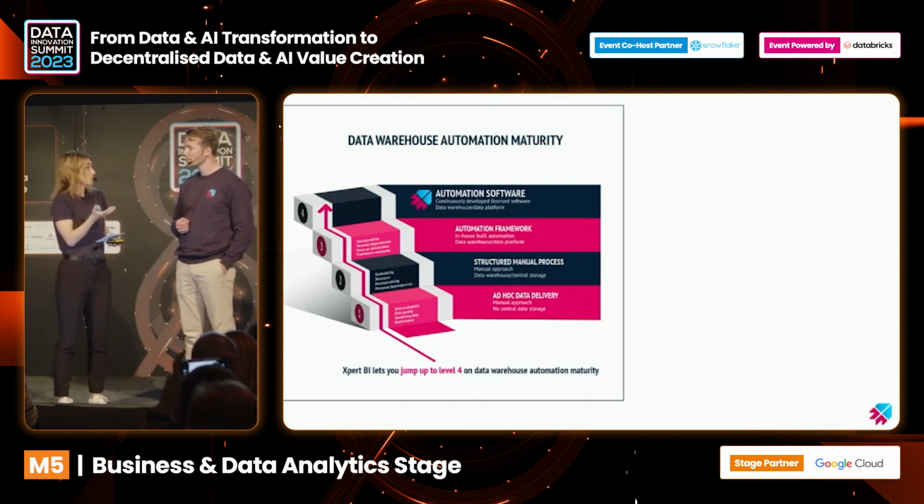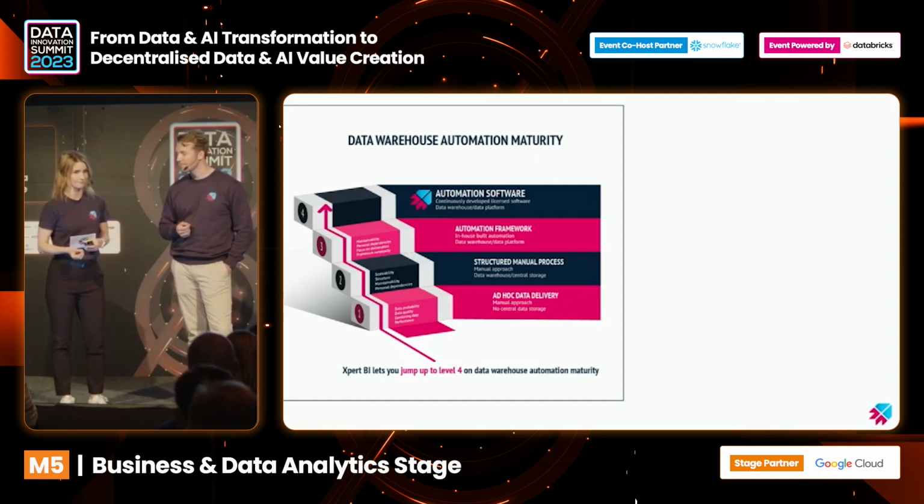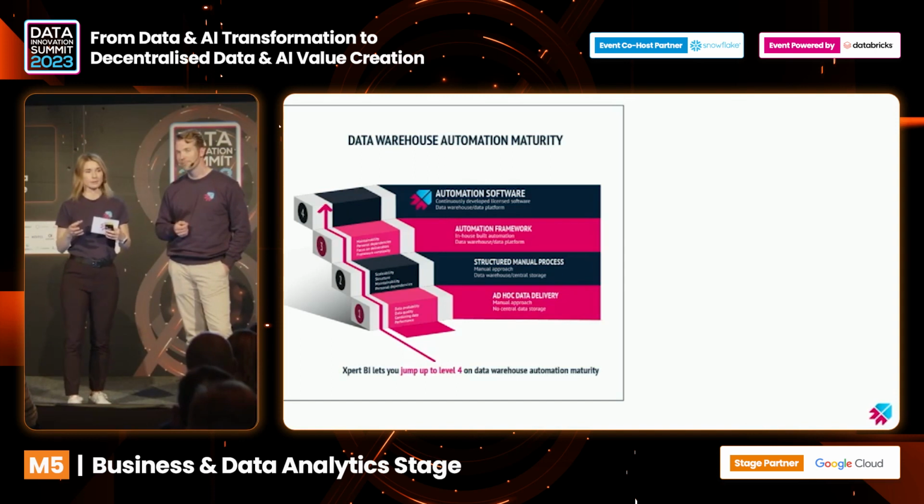And then what normally happens if you want to scale that team, normally what data teams will do is that they will create their own framework, an automation framework. And what is that? Well, that is they build the code to build the code, right?